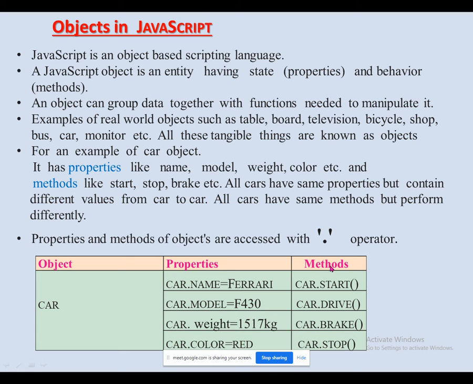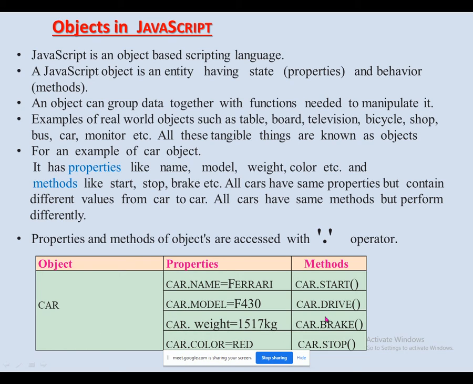Now see the methods. In JavaScript, methods are nothing but functions, whatever functions are available inside that object. For example, car dot start. When I write the open and close brackets, this indicates it's a function. So when I say car dot start, you are calling the function start from this car. For example, when you write document dot write with open and close brackets and give nothing inside, you are calling the function write from the document object. This is the example they have given.